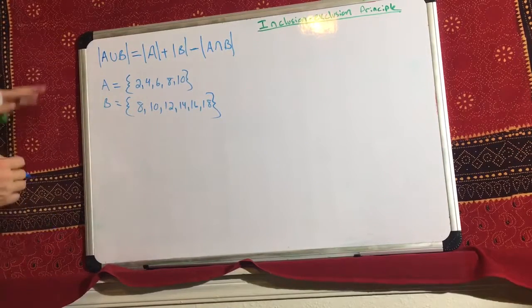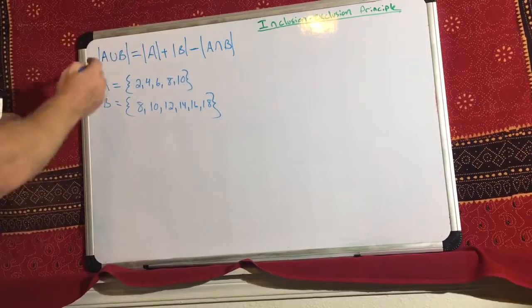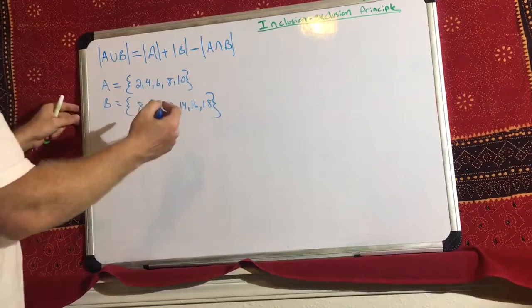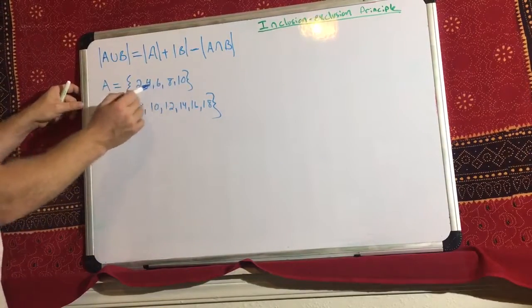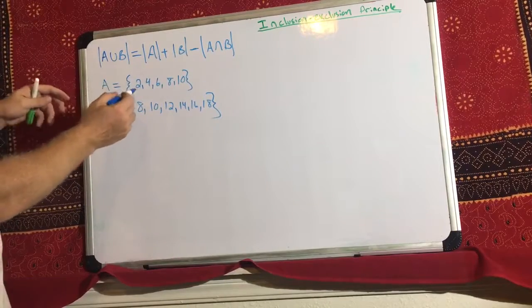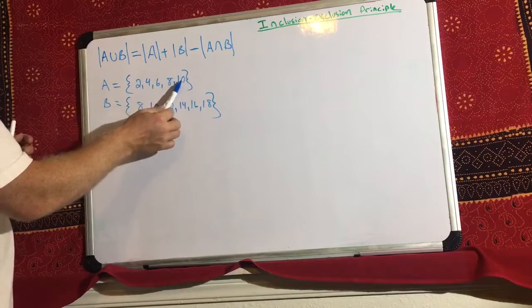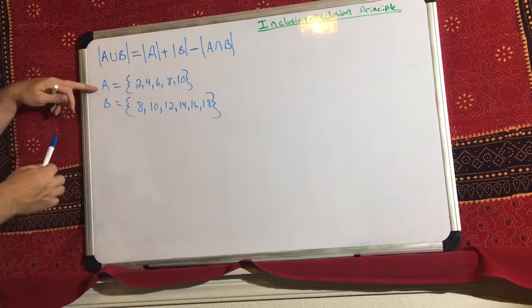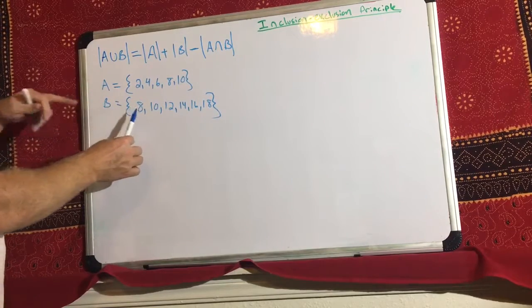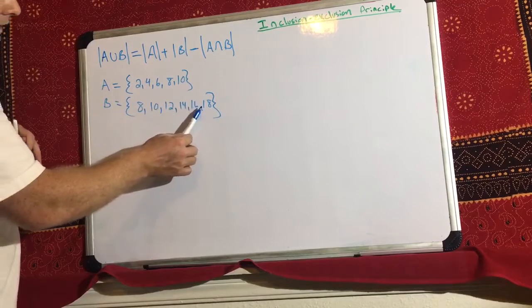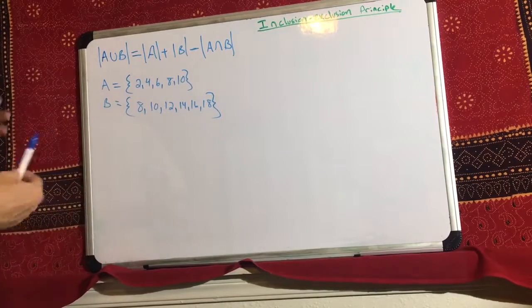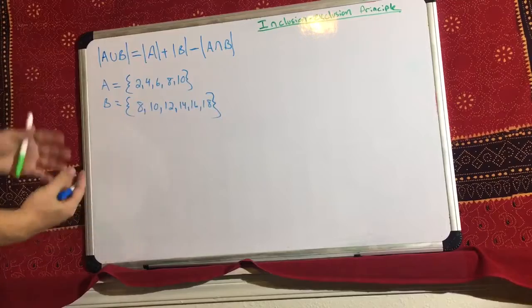Let's start with pictures though. Let's draw a picture of what they're trying to describe here in the mathematical formula. These are the elements of the set. The cardinality is just the number of elements in the set that are unique. So A's cardinality would be 5, and B's cardinality alone would be 6. You can't just simply add them together because they have some overlap.